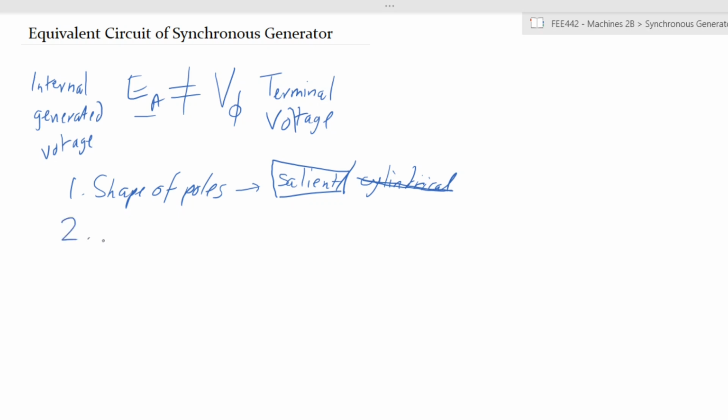Number 2, which is by far the biggest impact, you have armature reaction. We will describe armature reaction shortly. Number 3, you have resistance of armature coils.